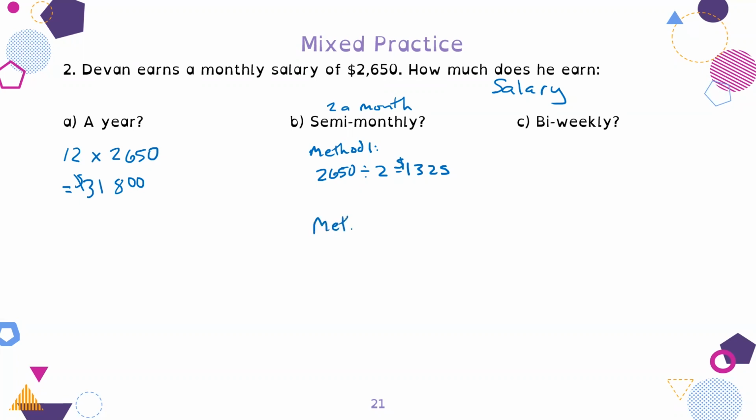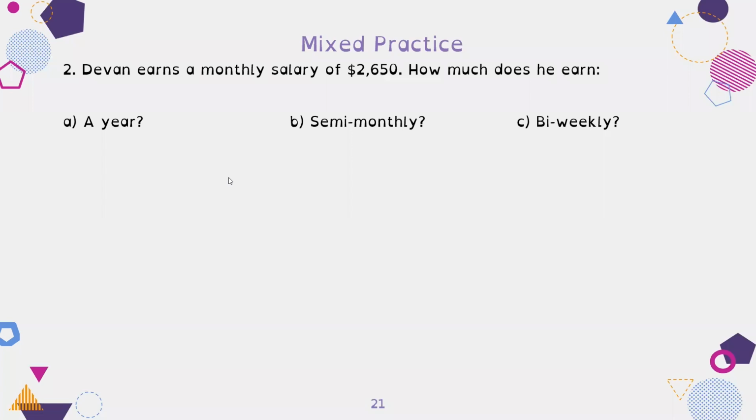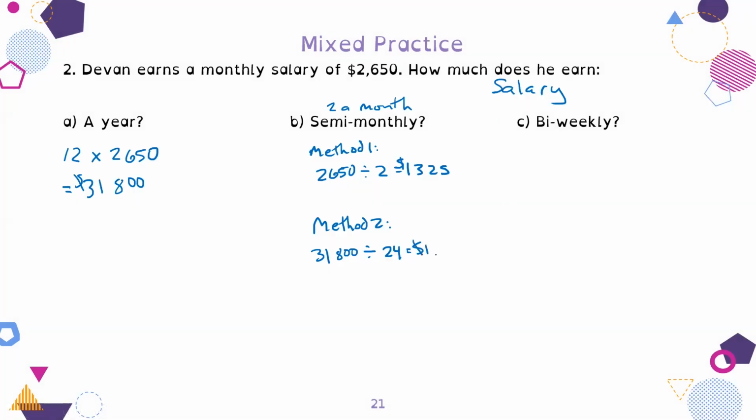The other method that we could do is take our yearly amount, $31,800, and divide it by 24, because there are 24 semi-monthly payments, twice a month payments, in a year. So 31,800 divided by 24 equals 1,325. It equals the same amount, which is what we hope. Don't know why it keeps jumping. Sorry about that. So you can do it either way, and that is fine. Whatever makes more sense for you.